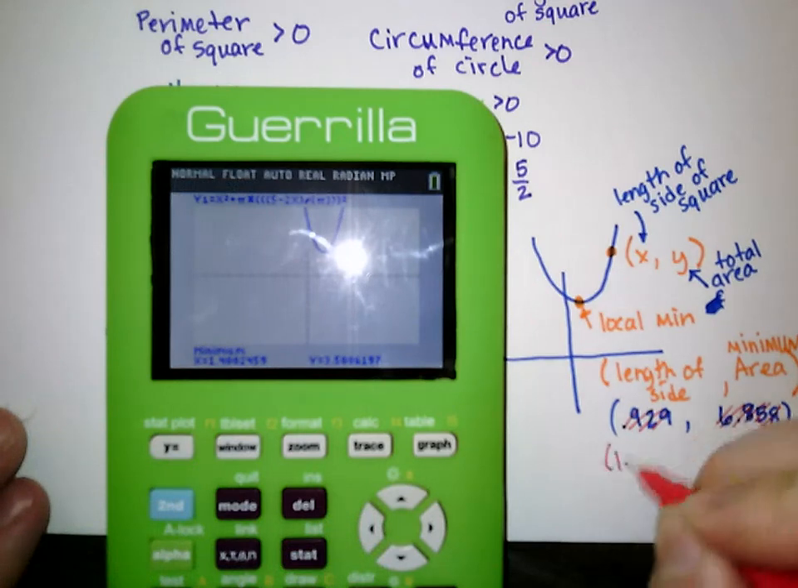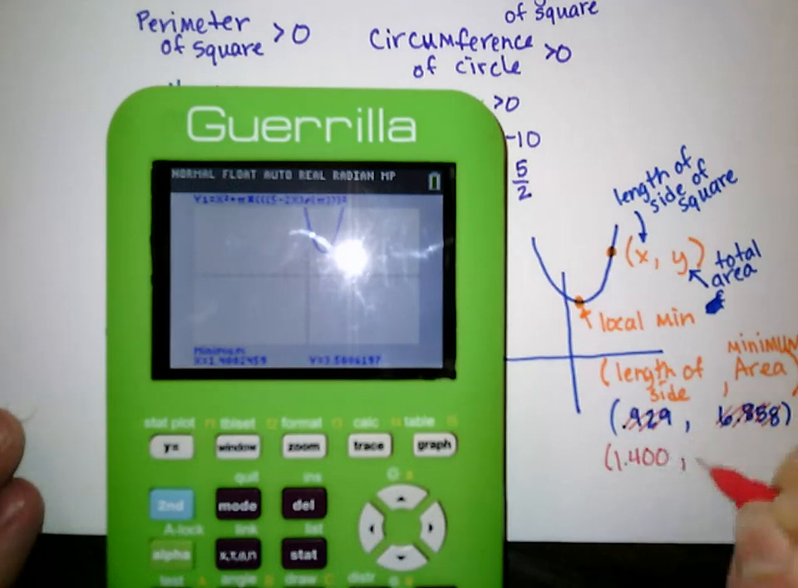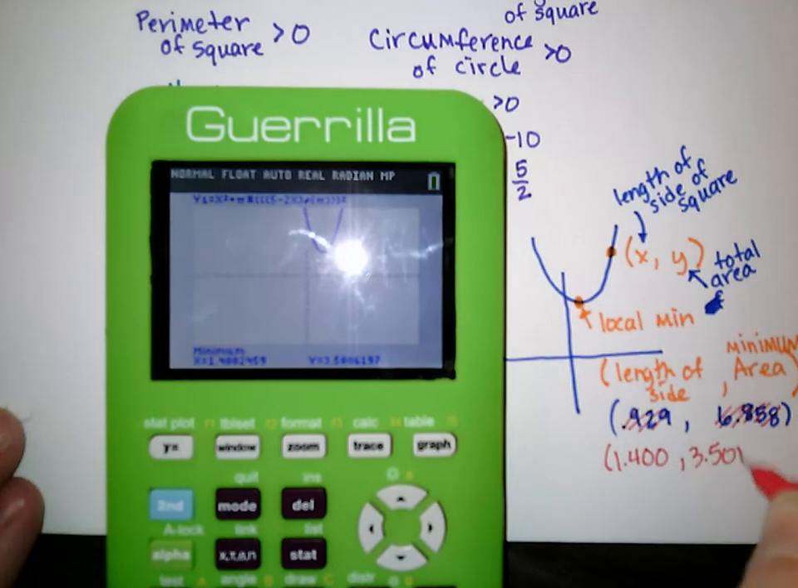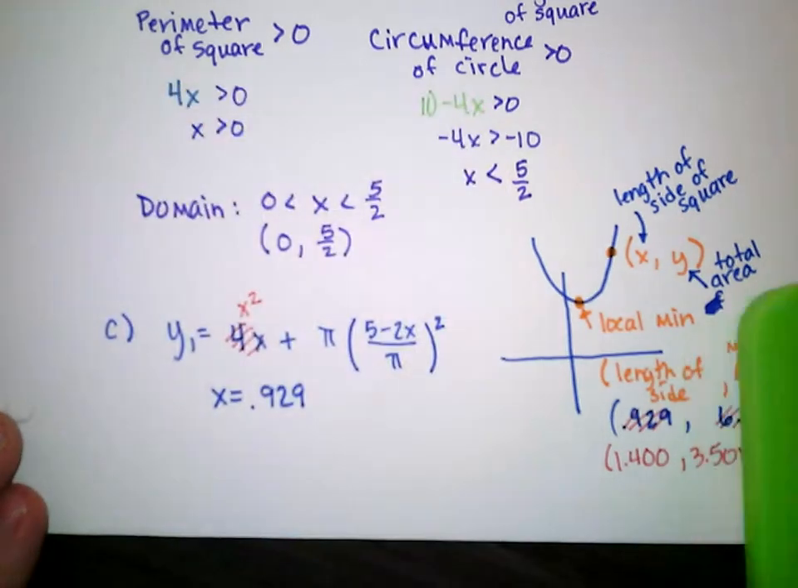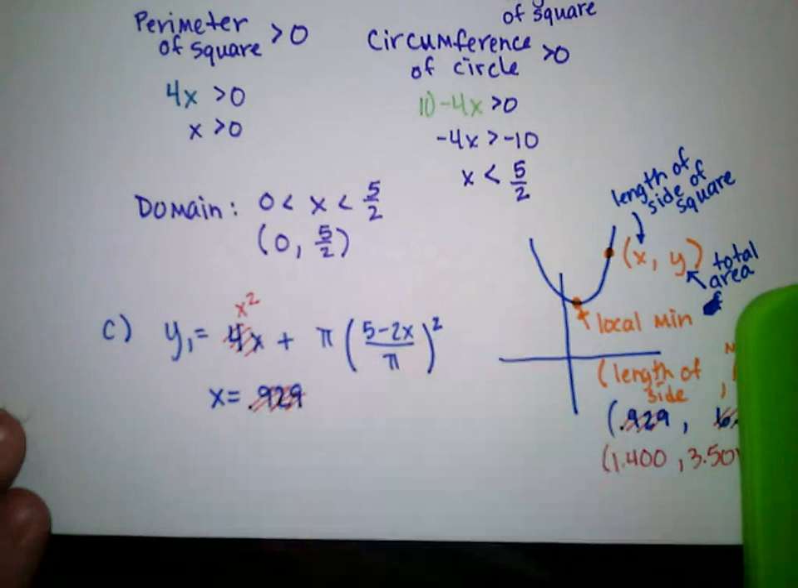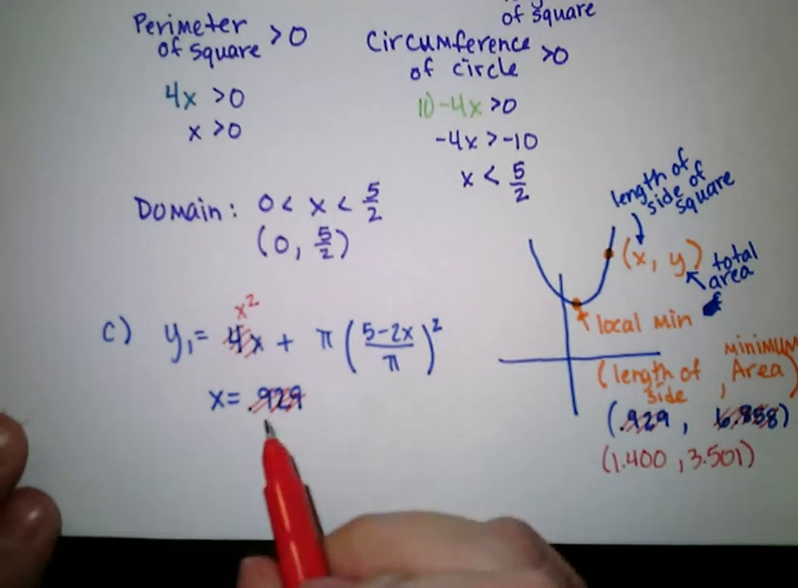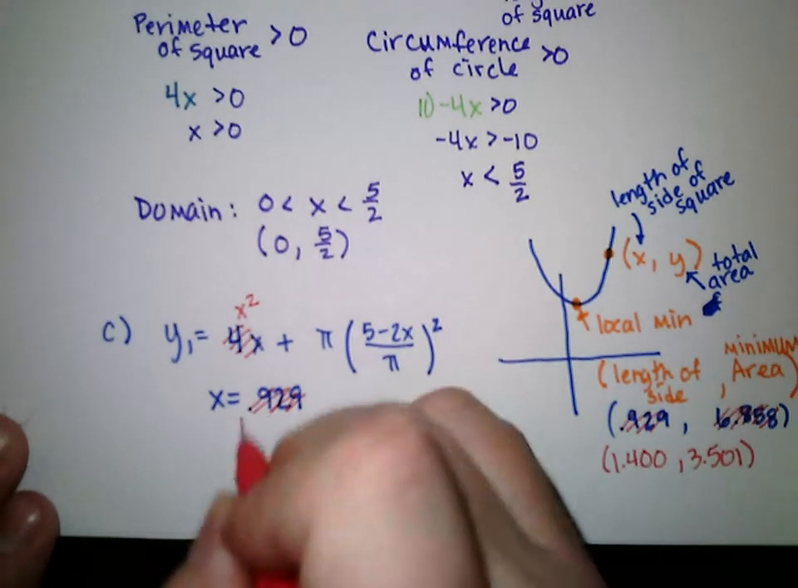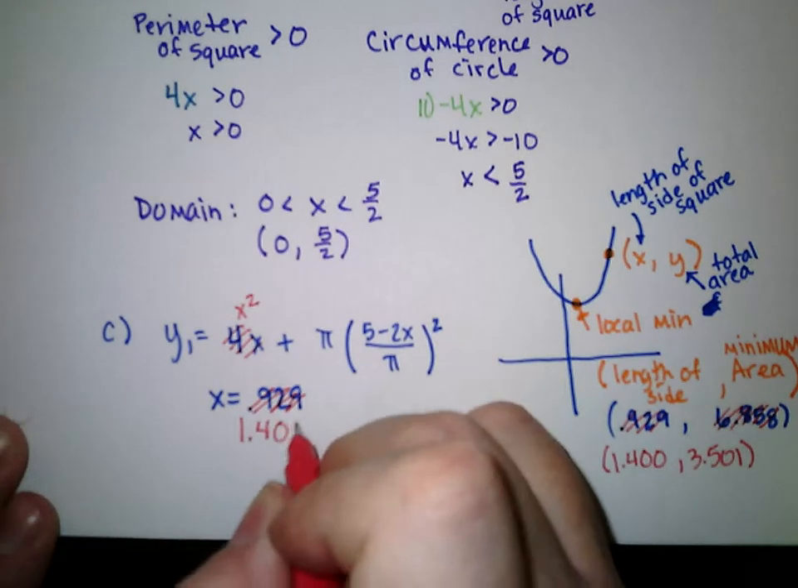Yeah, it's 1.400, 3.501. So the length of the side of the square that would give us the minimum area would be 1.4, whatever they want you to round to.